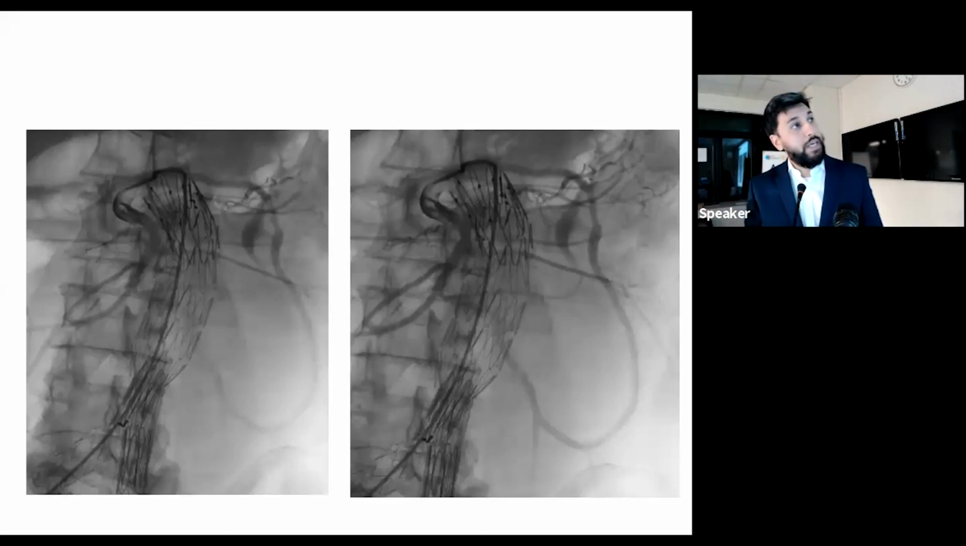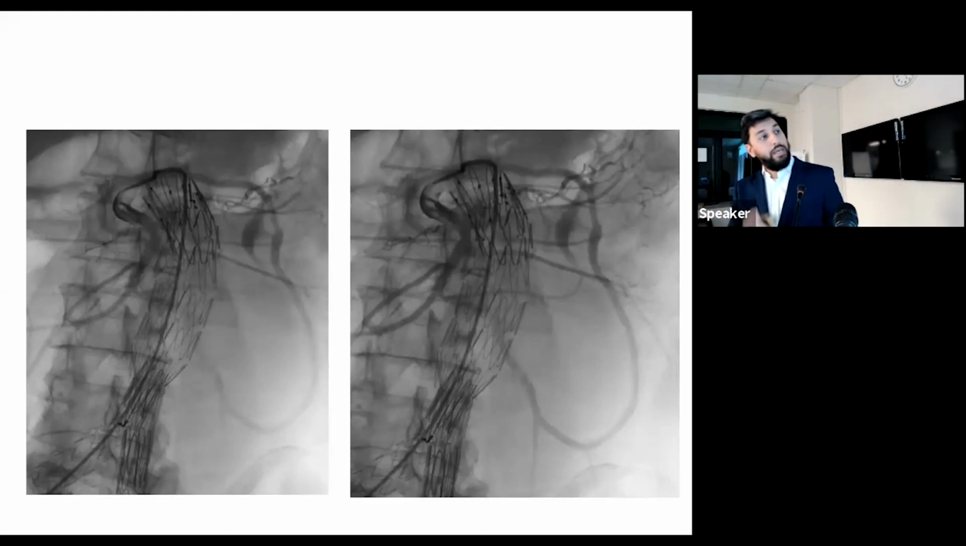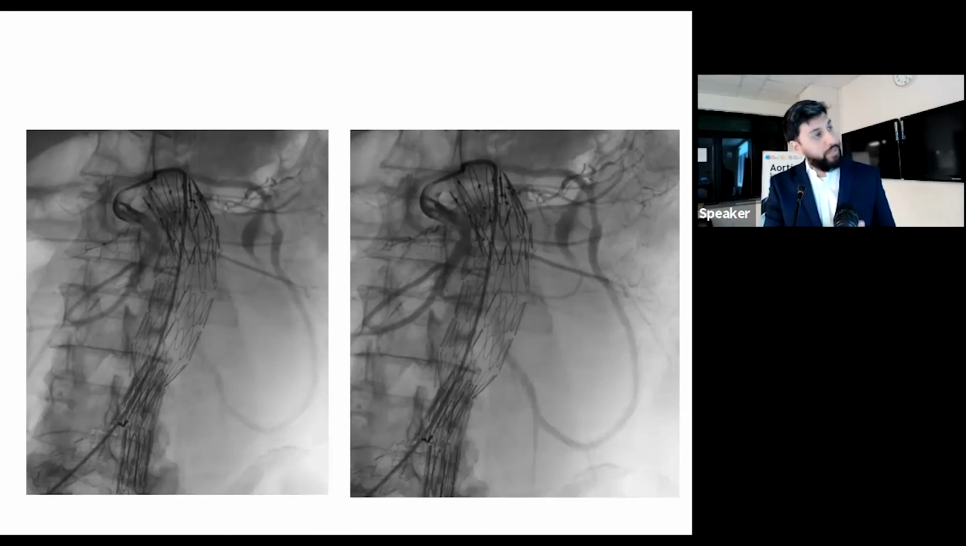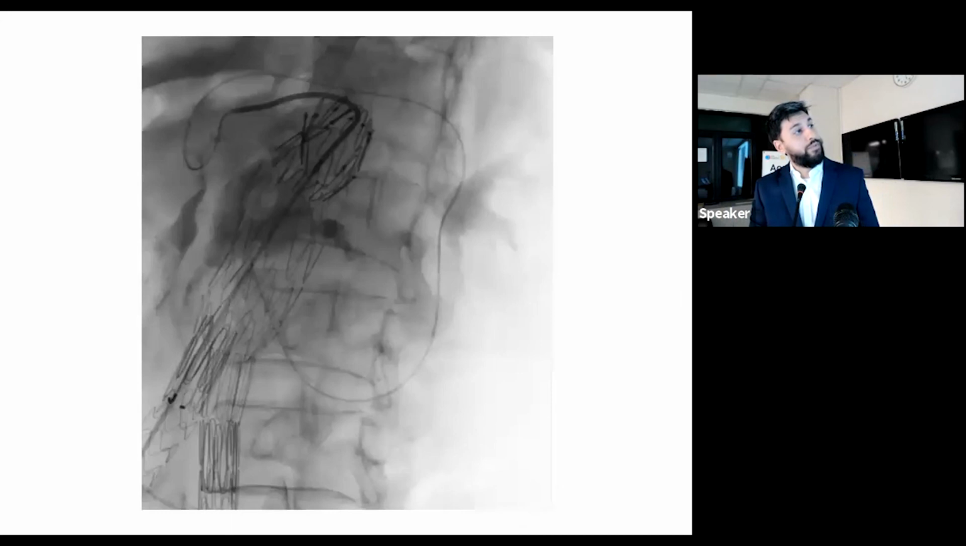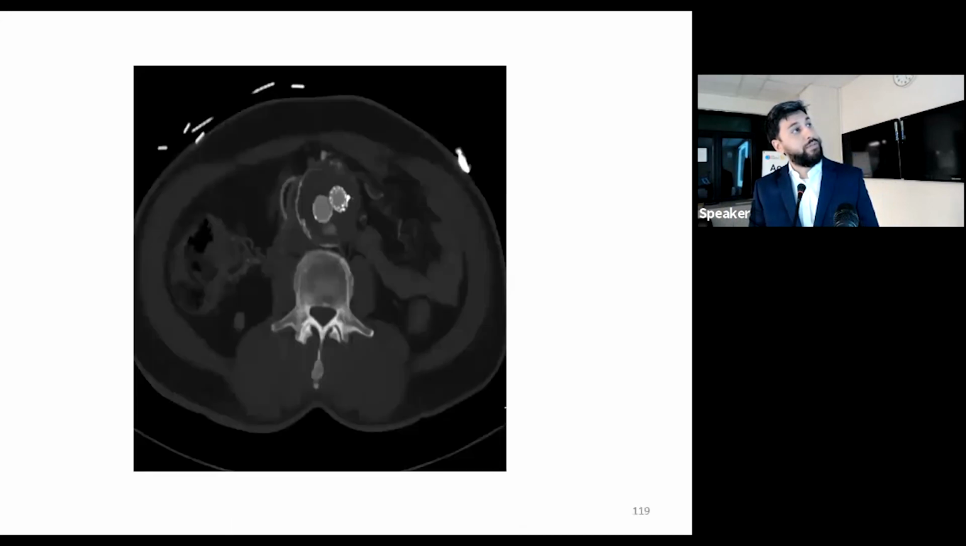So this is the case of the EVAR that had an endoleak from the IMA. And you can see it's quite a long way around, getting into the SMA, doing the angiogram, and then getting all the way to the IMA and coiling the IMA to prevent this endoleak, stop this endoleak.